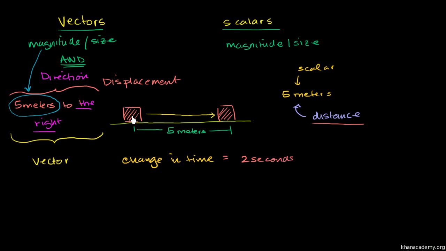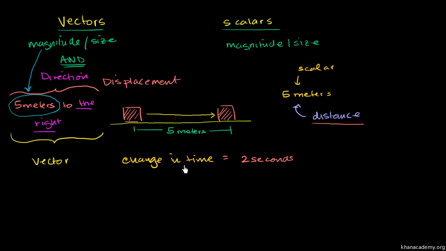So maybe right when the block started moving, my stopwatch said 0. When it got to this position, my stopwatch said 2 seconds. So the change in time, or the duration we're dealing with, is 2 seconds. And for all we know, time only goes in the positive direction. So you could pick that as a vector or a scalar quantity, I guess, because there's only one direction for time, at least in what we're going to deal with for the simple physics.